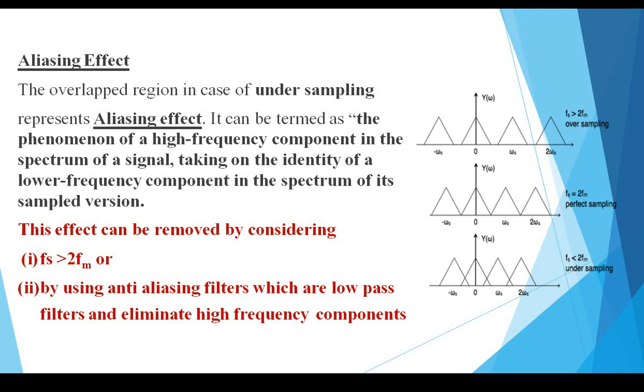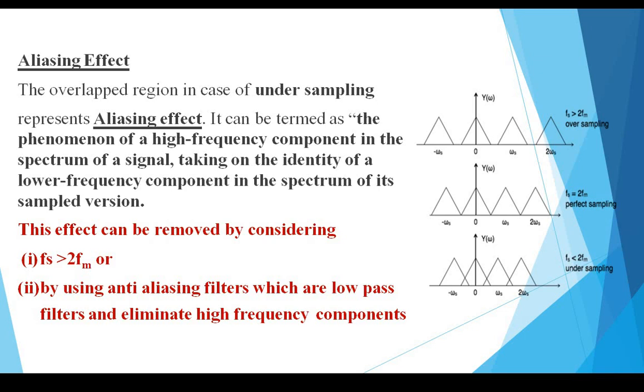The overlapped region in case of undersampling represents your aliasing effect, and it can be termed as the phenomenon of the higher frequency component in the spectrum of a signal taking on the identity of the lower frequency component in the spectrum of the sampled version. This higher frequency spectrum is taking over the identity of your lower frequency spectrum. Yes or no? So this is the higher frequency, this is the low frequency. It is taking over the identity of that particular component in that frequency spectrum.